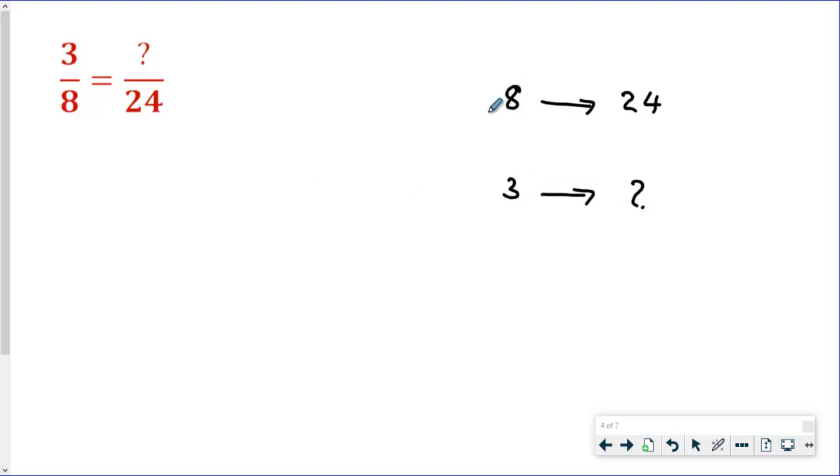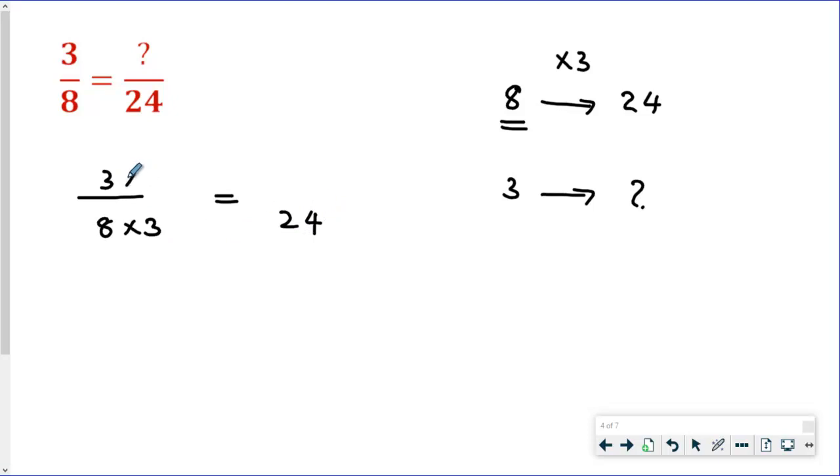Now here 8 is given, which is a small number. The small number becomes a big number, so definitely we have to multiply. We have to multiply this 8 with some number that will give 24. We know that 8 threes are 24. So 8 into 3 is 24. So the denominator is multiplied with 3, which gives 24.